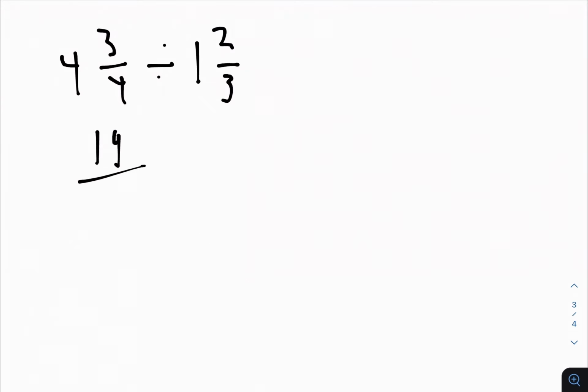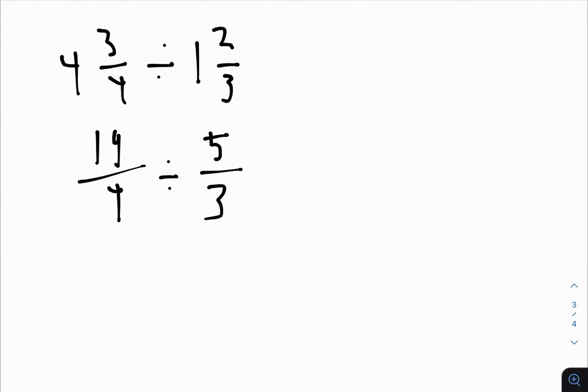Okay, let's try a harder example now using mixed numbers. So let's do 4 3/4 divided by 1 2/3. First we can turn them into improper fractions like we did while multiplying. So 4 3/4 equals 4 times 4 plus 3, which is 19/4, divided by 1 2/3, which equals 3 times 1 plus 2, which is 5/3.